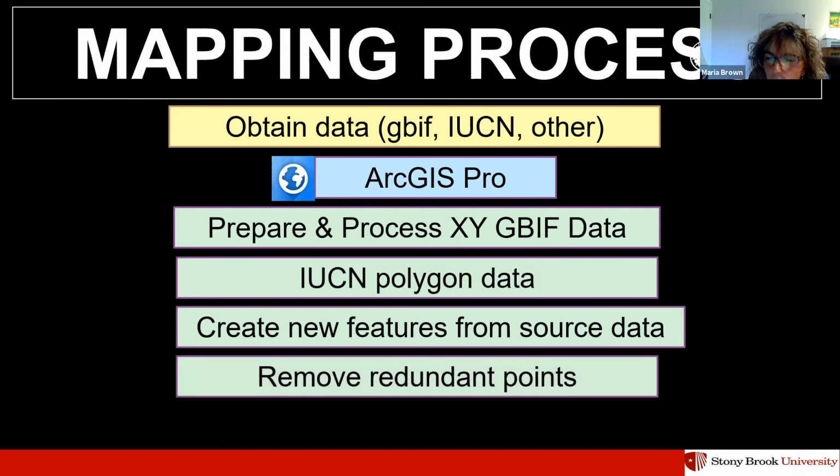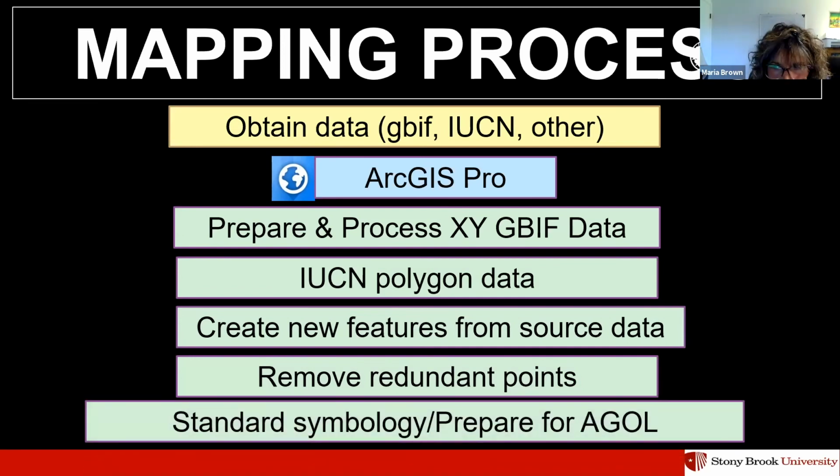And then we needed to remove redundancy in all of the different layers. So they would remove those redundant points and then standardize the symbology and prepare to move the data to ArcGIS Online so we could push it to the web and get it up on batnames.org.